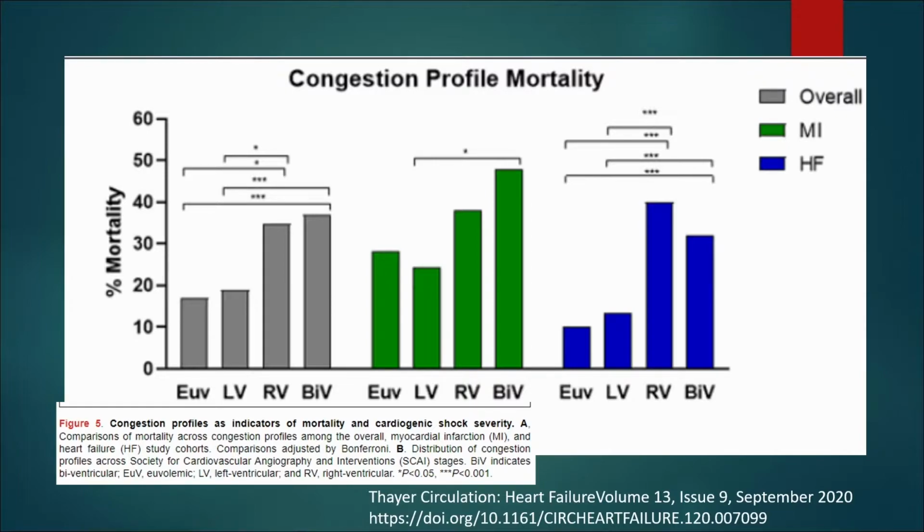And then you have green bars with myocardial infarction-induced cardiogenic shock, and then heart failure-induced cardiogenic shock with blue bars. And again, you see that left ventricular-related congestion carries a much higher risk of mortality with acute myocardial infarction than with heart failure-related cardiogenic shock. Understandably: acute pulmonary edema in a completely unprepared cardiovascular system, and there is a shock state.